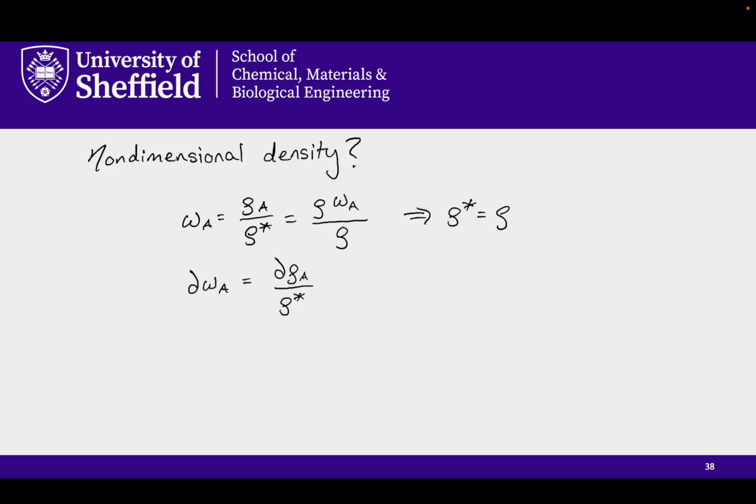We can then implicitly differentiate both sides of the equation and solve for d omega A. We'll plug in that rho star is equal to rho, and we can then solve for d rho A over d omega A, and this is going to be useful when we non-dimensionalize the governing equation. So we'll just keep this in the cupboard for now.